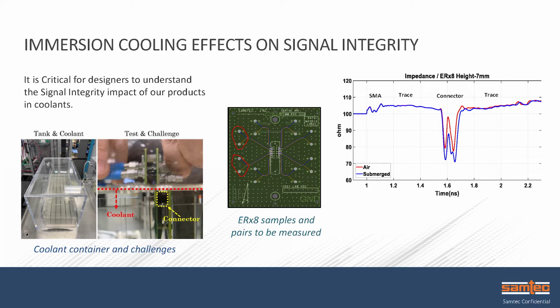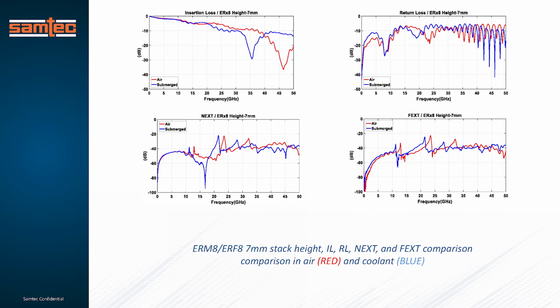Shown on this slide are our test tanks, where we fully immerse the connectors but leave the test ports out. On the impedance graph you'll see the test cable, the SMA, the trace into the board, and then the connector, the red line being for air and the blue line being the immersion cooling liquid. As we dig into the signal integrity plots, we'll look at insertion loss, return loss, near end and far end crosstalk, and the effects played by the immersion cooling.